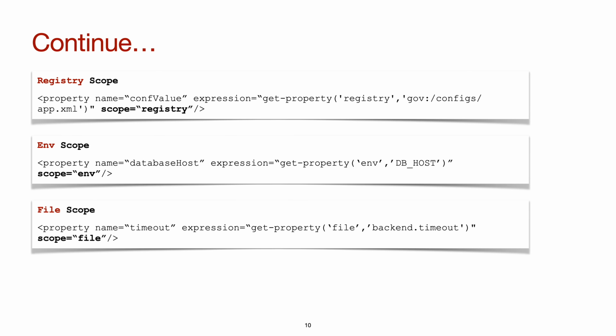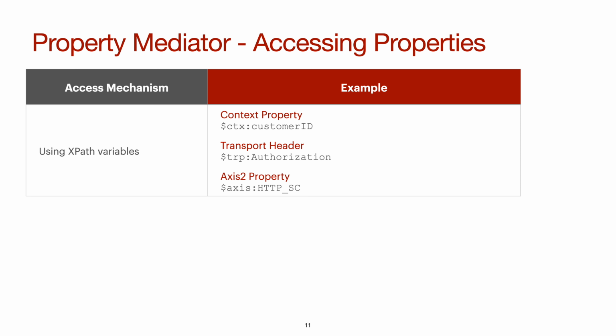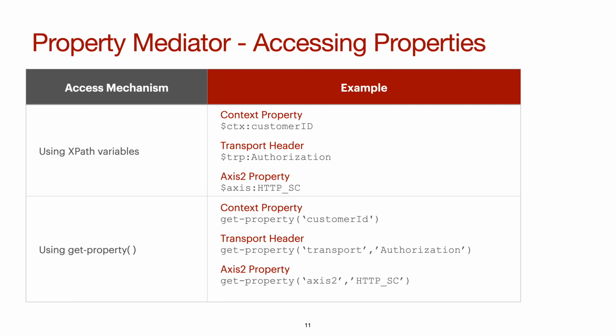Now let's see how to access those properties that we have declared in the previous section. We can access the properties using the XPath variables. The sample syntax for using a context property, we use $ctx. Similarly, for transport header, we use $trp. For axis2, we use $axis2. And the properties at the different scopes can also be accessed using the get-property function as per the given syntax.